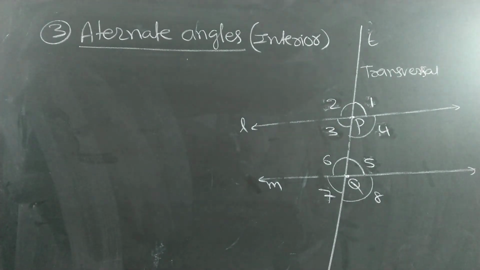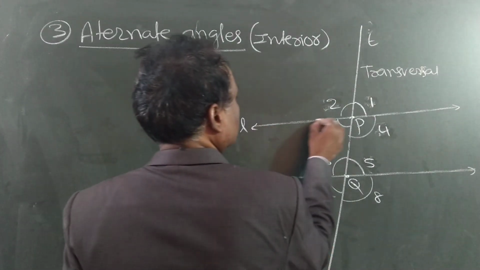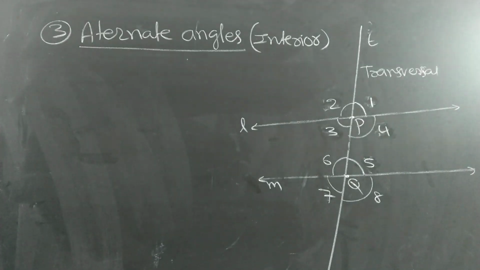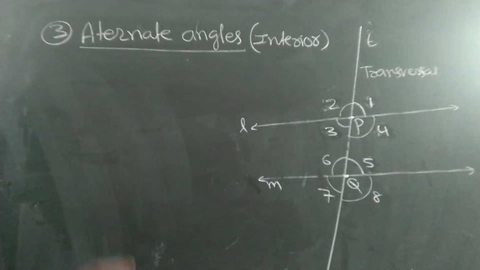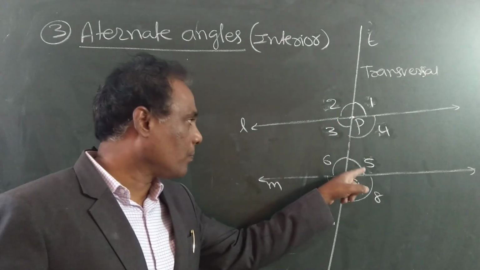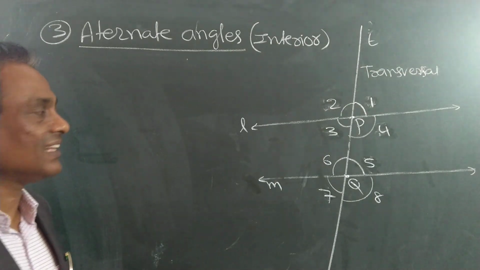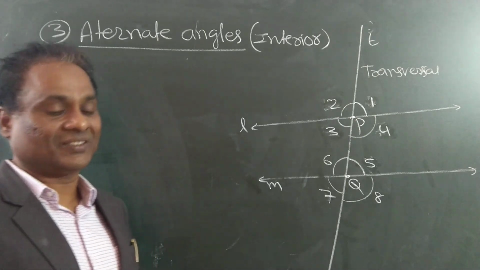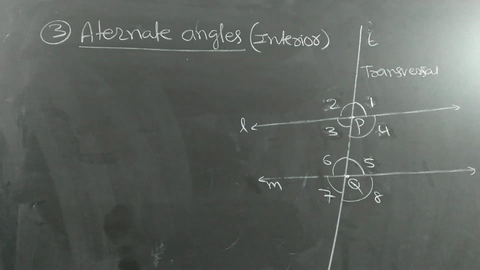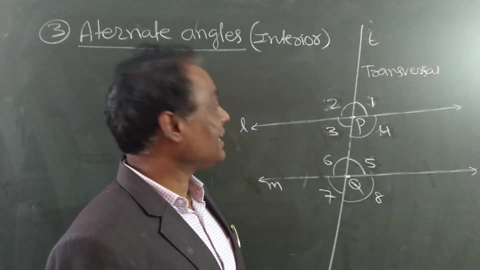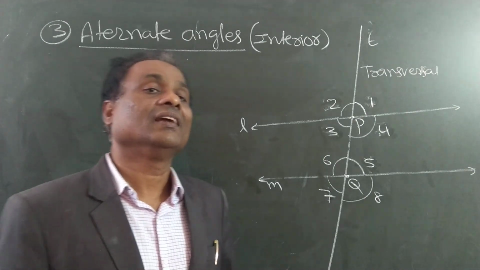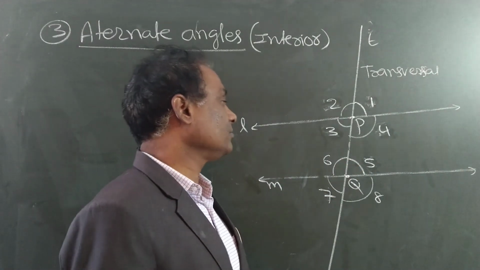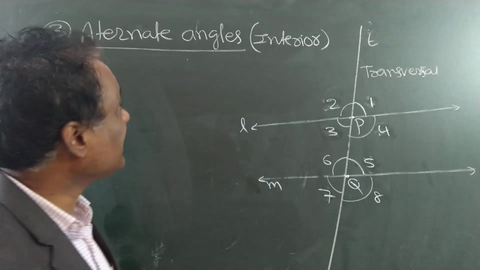Write down. Interior angles on opposite sides of the transversal are called interior alternate angles.